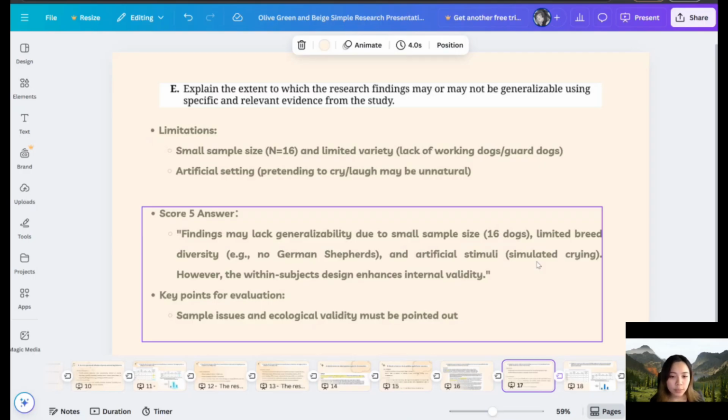However, the within-subject design enhances internal validity. The key points for this one are the sample issue and ecological validity, which must be pointed out when you answer it. Okay?